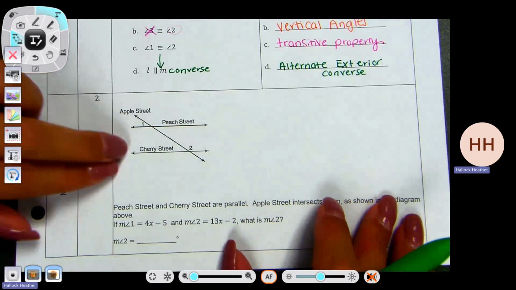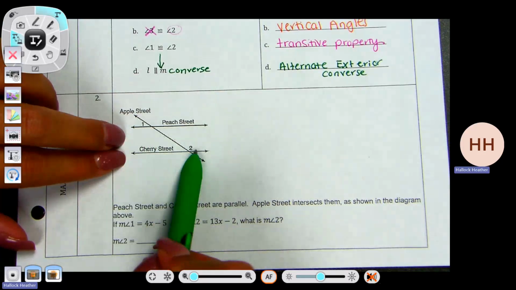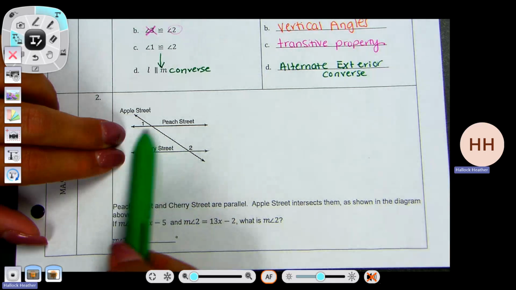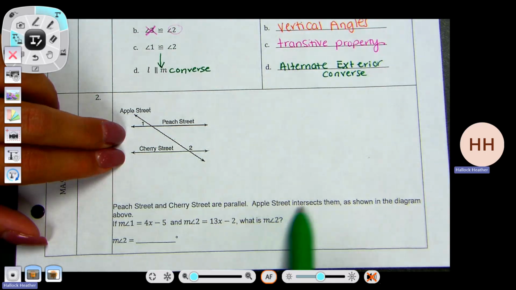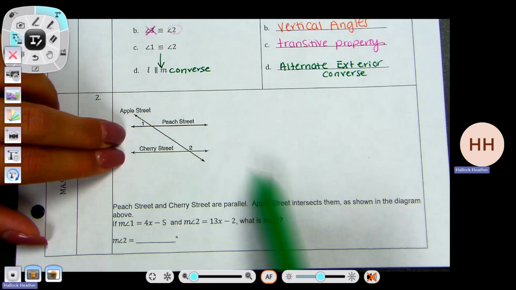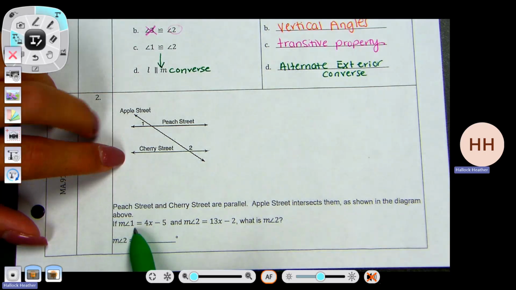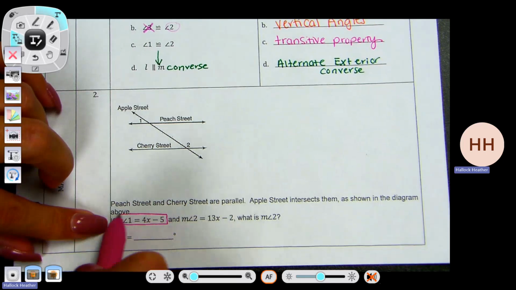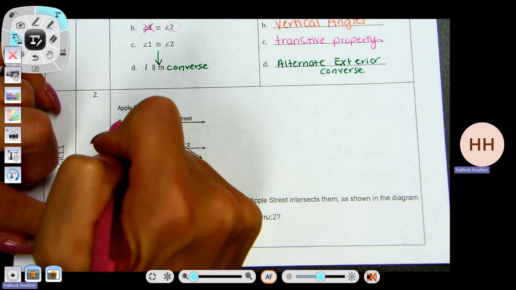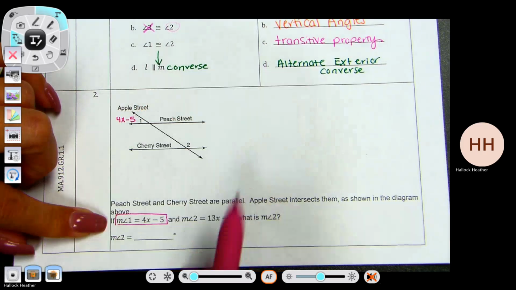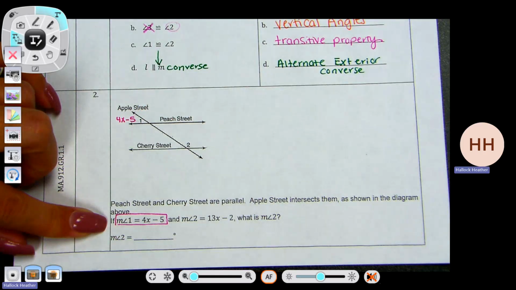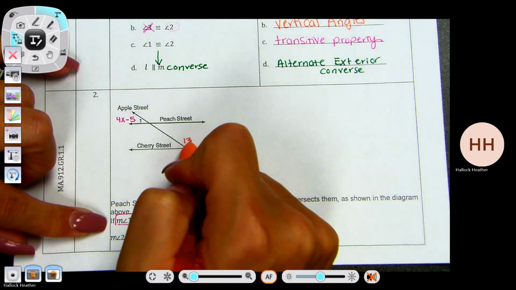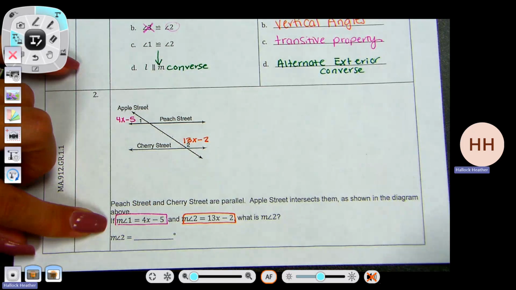Number 2, you have two lines that are parallel, cut by a transversal. It says Peach Street and Cherry Street are parallel. So this is parallel to this. Apple Street intersects them. That's your transversal, as shown in the diagram above. Angle 1 is 4x minus 5. I'm going to put this in my picture. The measure of angle 1 is 4x minus 5. The measure of angle 2 is 13x minus 2. I need to find the measure of angle 2.